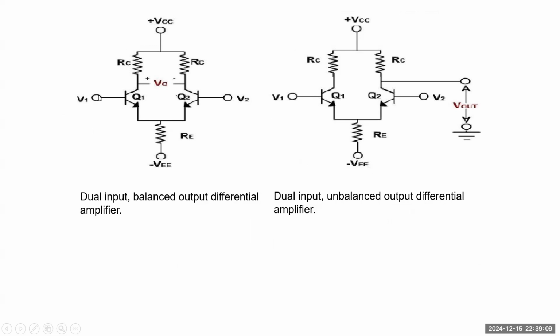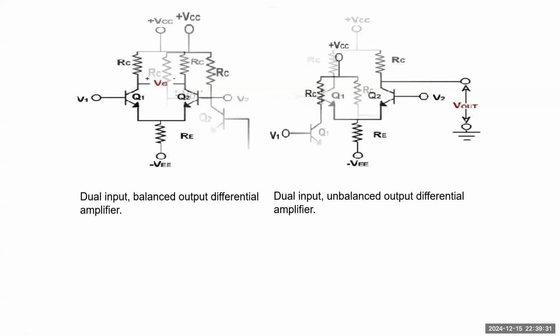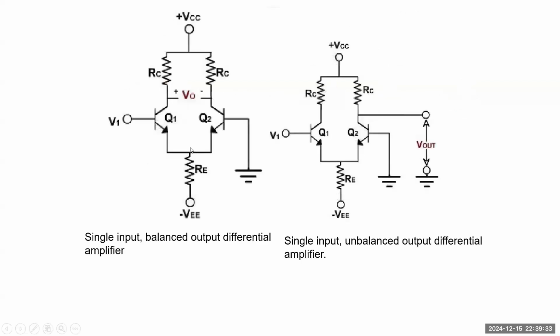The picture that we are going to see on the left extreme shows the dual input balanced output, since input is applied to both the bases and output is taken across both the collectors. Coming to the circuit on the right hand side, it is the dual input unbalanced output because the input is applied to both the bases and output is taken across only one of the collectors.